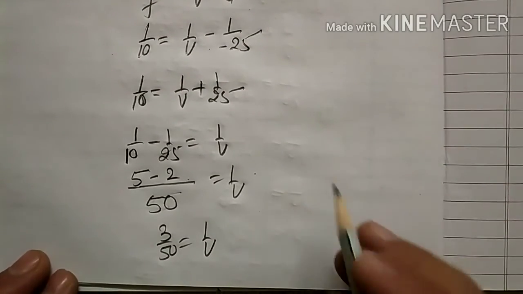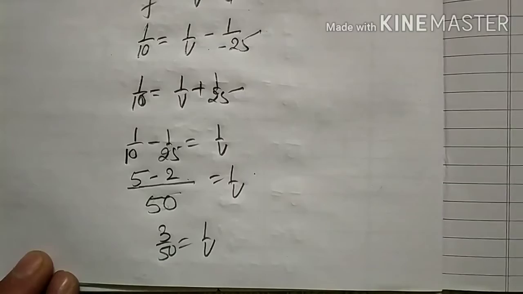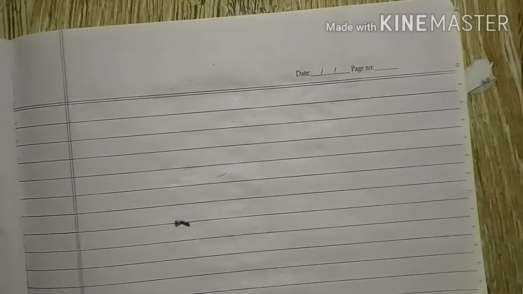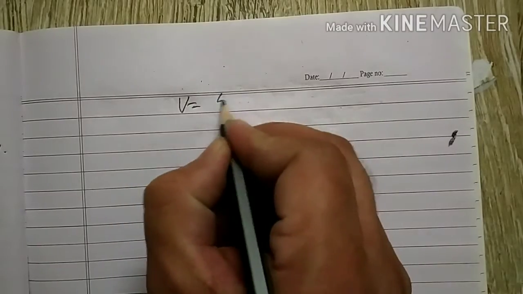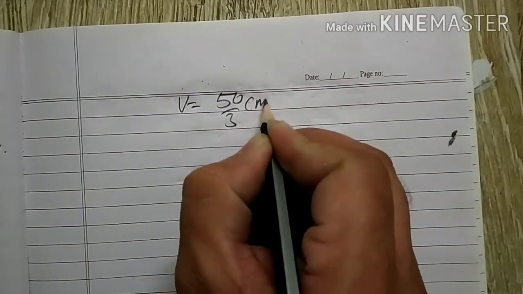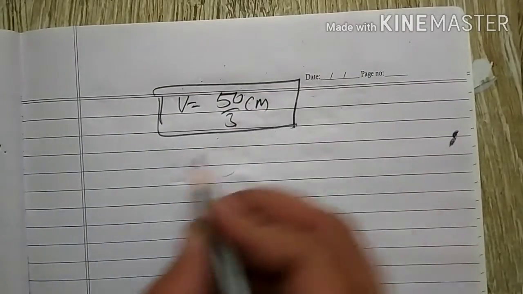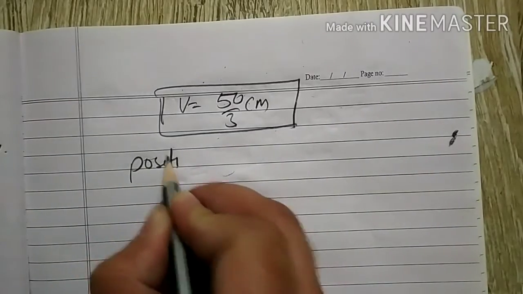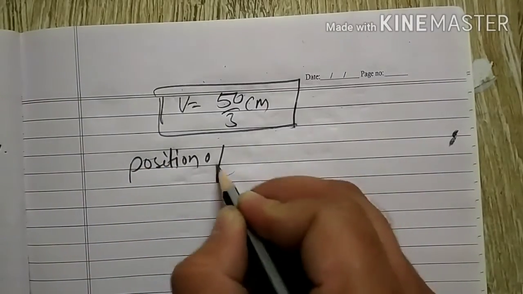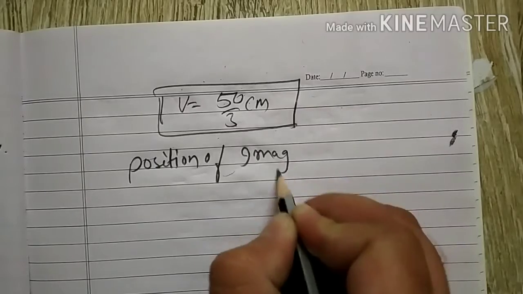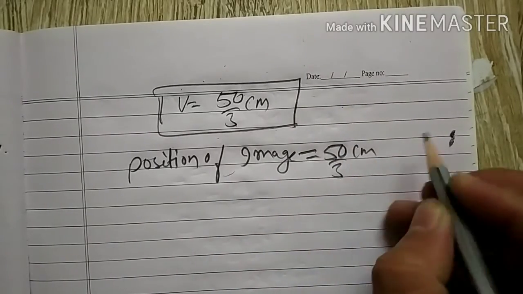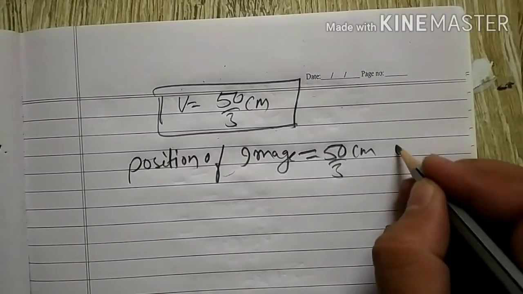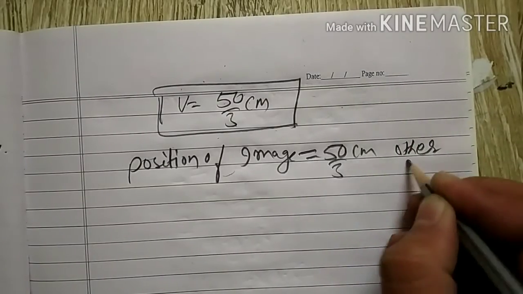Okay. So the answer: image distance will be v equals 50 by 3 centimeter. Okay, this is the position of the image, on the other side of the lens. Position of image equals 50 upon 3 centimeter, other side.